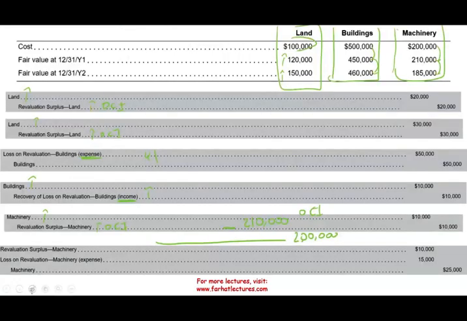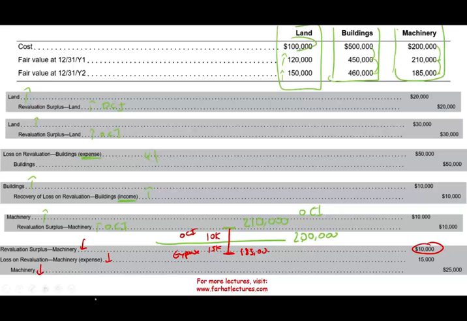Year two, I went from 200,000 to 185. So now I'm going to have to remove my OCI. I have to debit my OCI, my revaluation surplus, and reduce my building, my machinery by 25, and book an expense of 15. So this is the 15. It's an expense. And this 10 is OCI. This is the 10,000. So this is OCI. And this is an expense.